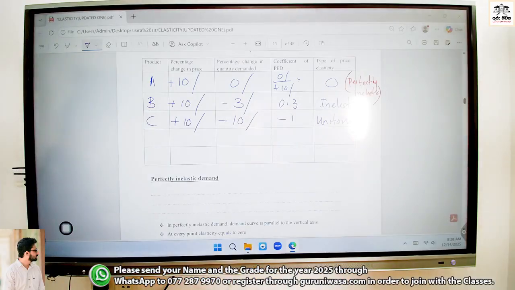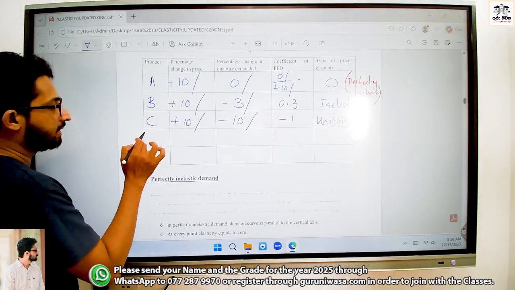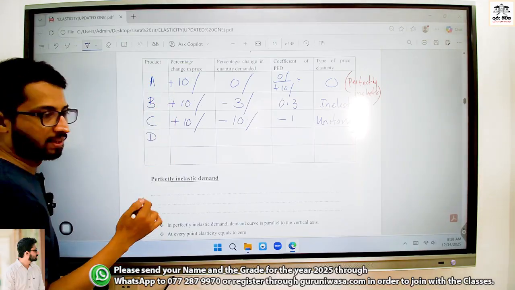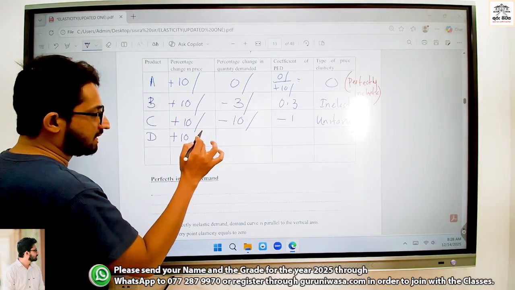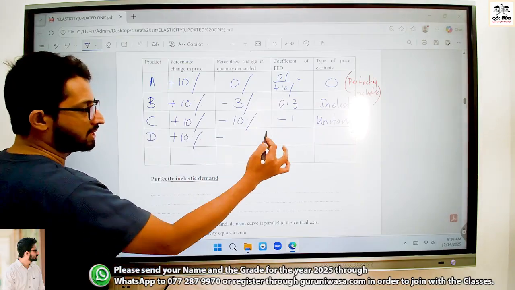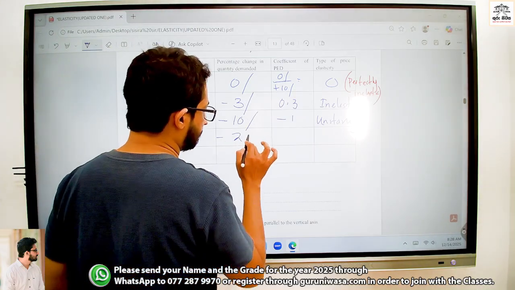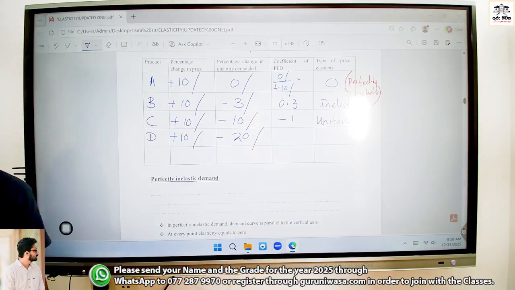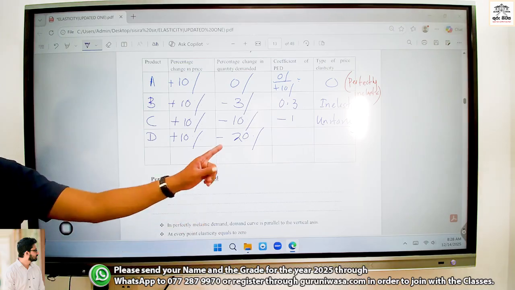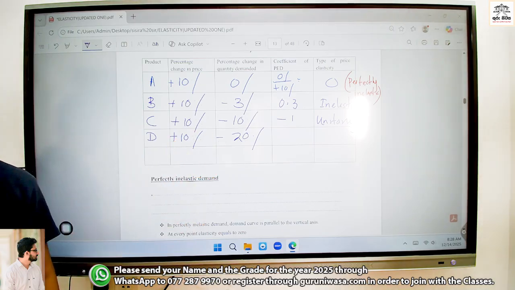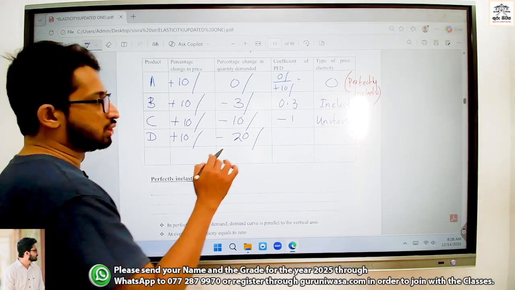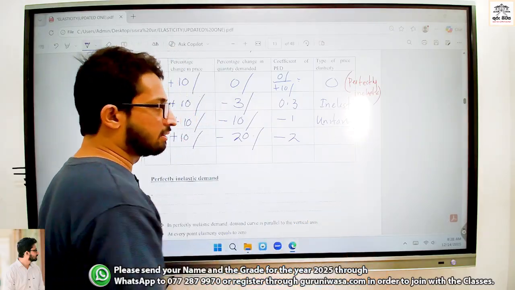Okay, next one, product D. Now you can guess. Here price increases by 10%. Now what happens? Demand falls more than 10%, by 20%. Might be. Clear? Then how much is the value? Kalana, 20% divided by 10%. Minus 2. Minus 2 means more than 1 or less than 1?